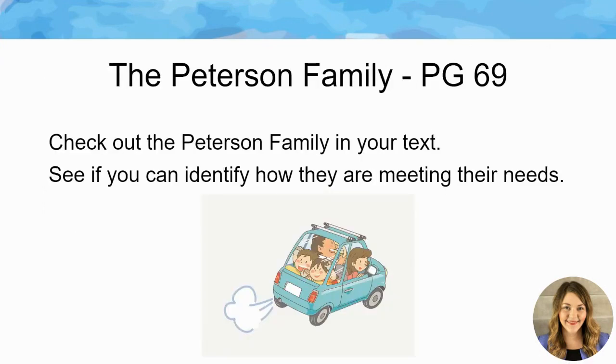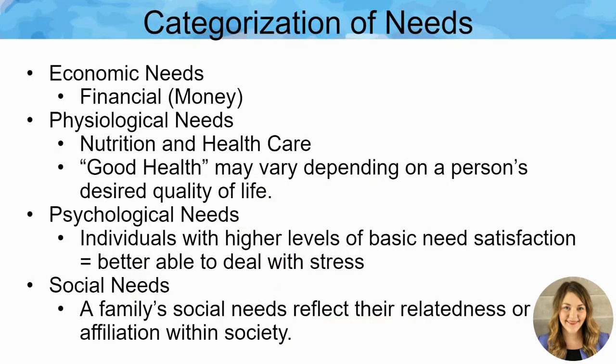So on page 69, again, lots of pausing in this video, I want you to check out the Peterson family. See if you can identify, before they do in the text, how they are meeting their needs with each of those 4 areas that we just looked at in the consumer resource exchange model. So 4 ways that we're categorizing our needs.